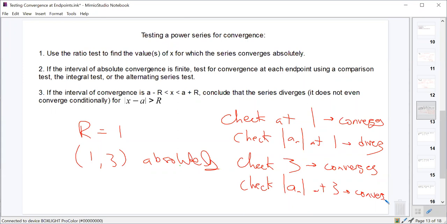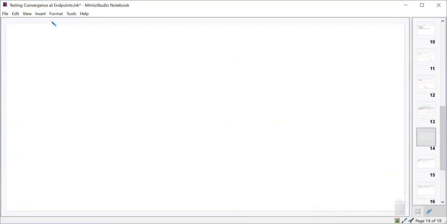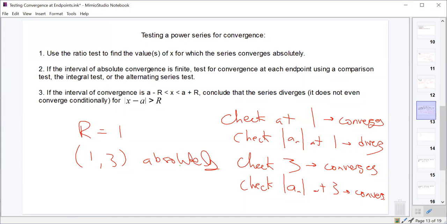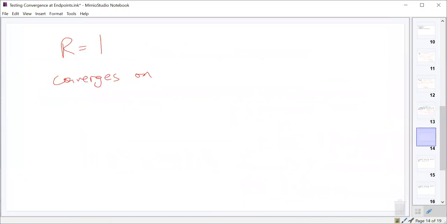So in that case, what we would write out in the end is we would say that the radius of convergence is 1. We would say it has absolute. Well, actually, let's do this first. I would say it converges on, and then I forgot what it said. It converged at 1 and it converged at 3, right? So we would say that it converges on the interval 1 to 3.